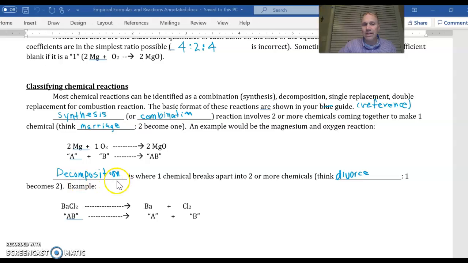The next type is called decomposition. All right, this is when everything is together and in the end it's broken apart. All right, the relationship analogy would be divorce. All right, so in the beginning you have barium chloride right here, and in the end you have separate barium and chlorine. All right, so generically, a decomposition would be AB yields A plus B.